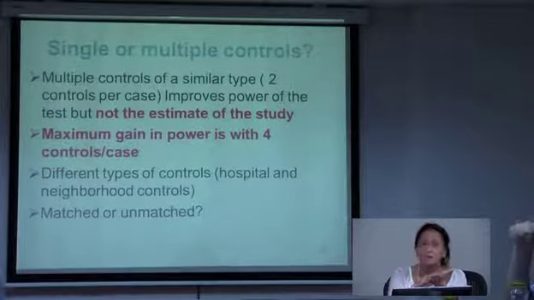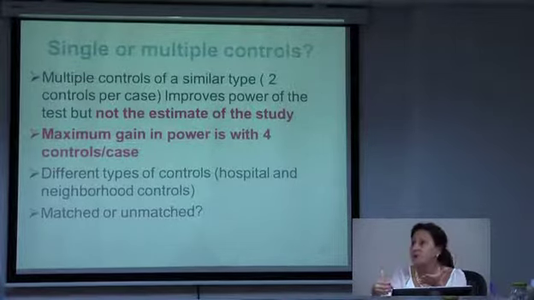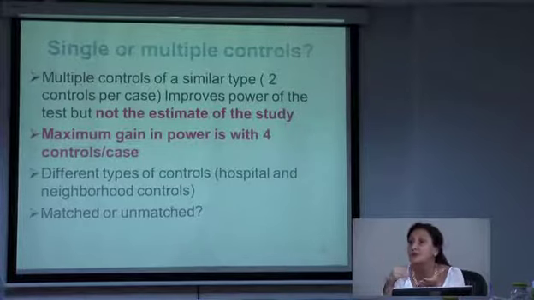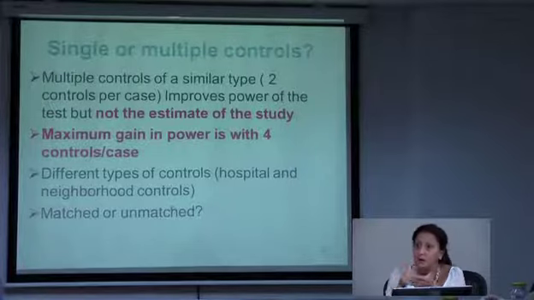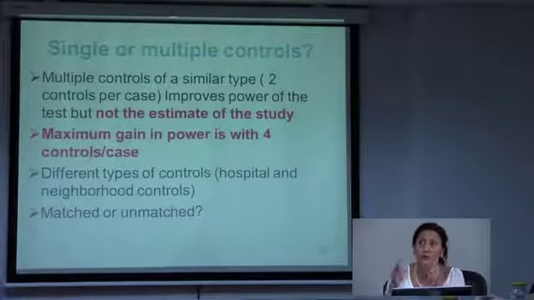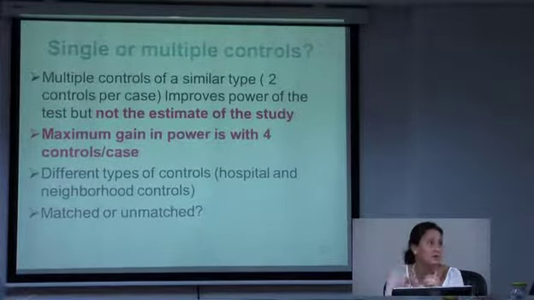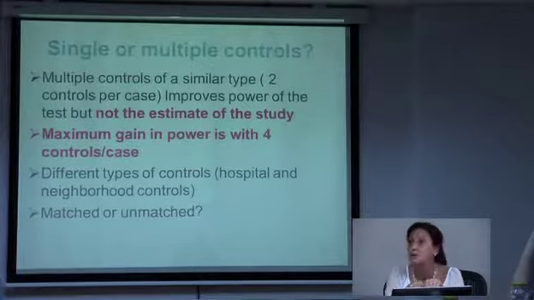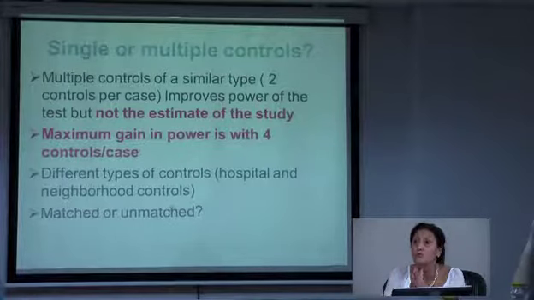So if you have 100, you take 400. The 500 is a loss of resources, and you're not actually improving the power. And this is ethical, because sample size is an ethical issue. So you don't want to take 500 when actually the 400 is good enough for you and gives you the same power. Okay? So again, multiple controls of the same type.